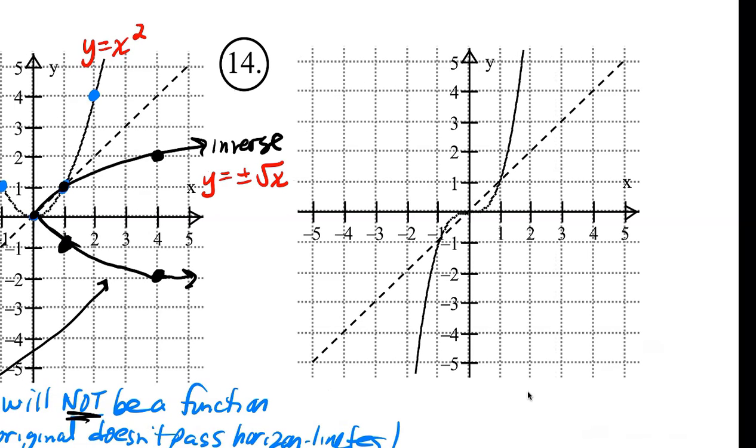But for our last one, the last one we have is a try this. So you'll get to determine which graph is the graph of the inverse of the graph shown here.